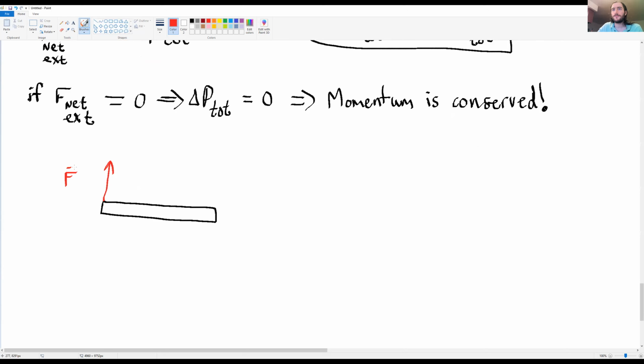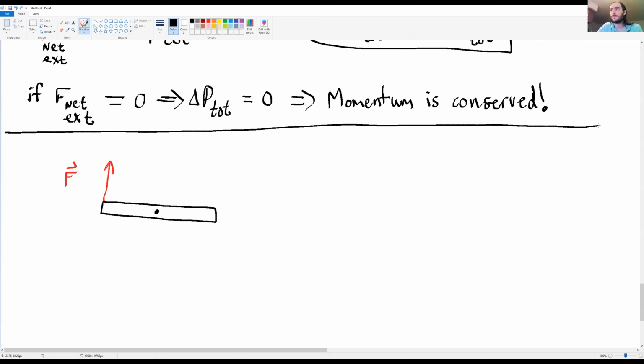Here's a force on an object. I'll label the center of mass here for this rod. So we have a rigid rod. What is a rigid rod? It just means it's a rod that doesn't change its shape. So a rigid rod with no net force. Okay, so we have a rigid rod with no net force here.